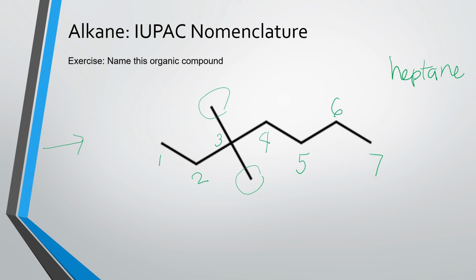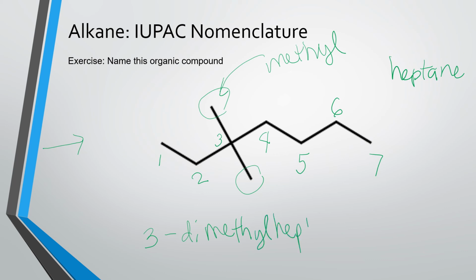Now, anong pangalan nung tawag dito? Alkyl group natin o substituents. Isang carbon lang, so ang tawag sa kanila ay methyl. So, ano ang pangalan ng buong compound ngayon? Nasaan sila? 3. So, ang pangalan? 3, di kasi dalawa. 1, 2. Heptane. Tama ba?